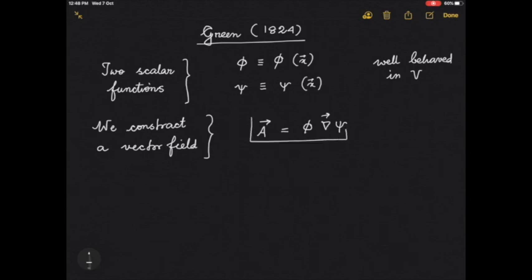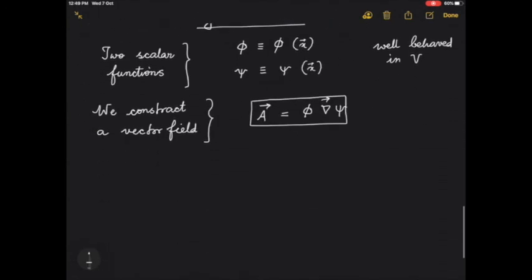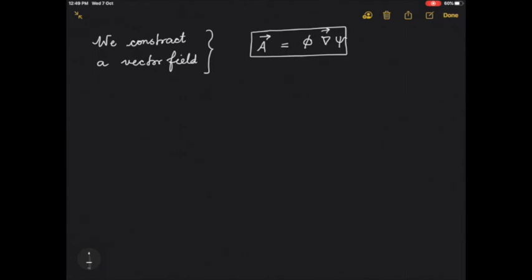And now this is a vector A, and the divergence theorem is true for any vector function which is well behaved inside that volume. So what I do is I just use phi grad psi in place of A. Okay, so what will I get if I do that?